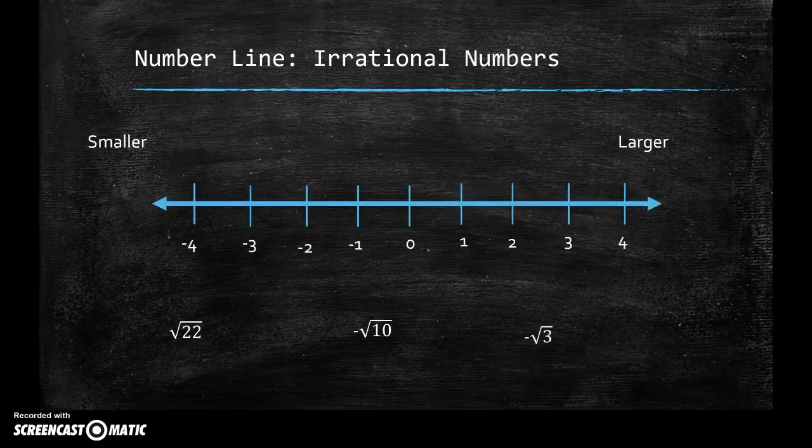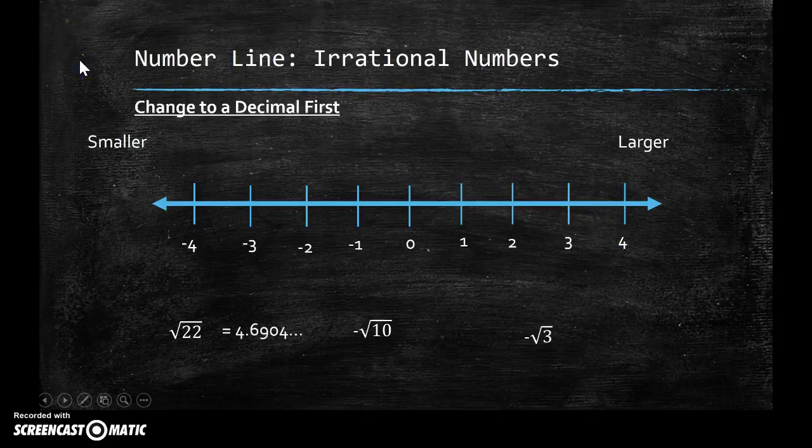Now, this is where it gets a little complicated. We have irrational numbers. Remember, these are numbers that don't end and don't repeat in decimal form. So the first thing we're going to do is just like fractions. We're going to change them to a decimal, and you can do this in your calculator. The first number, radical 22, is 4.6904, and it keeps going. It doesn't end. I only wrote down the first few digits so that we have an idea of where to place it on our number line.